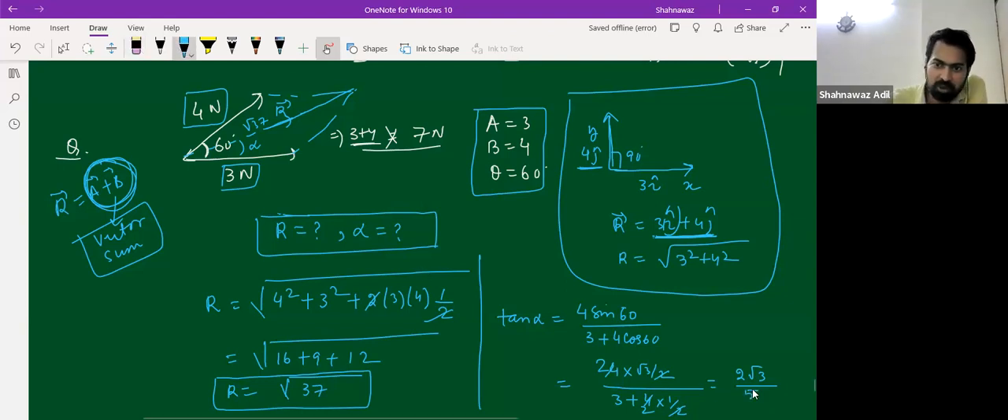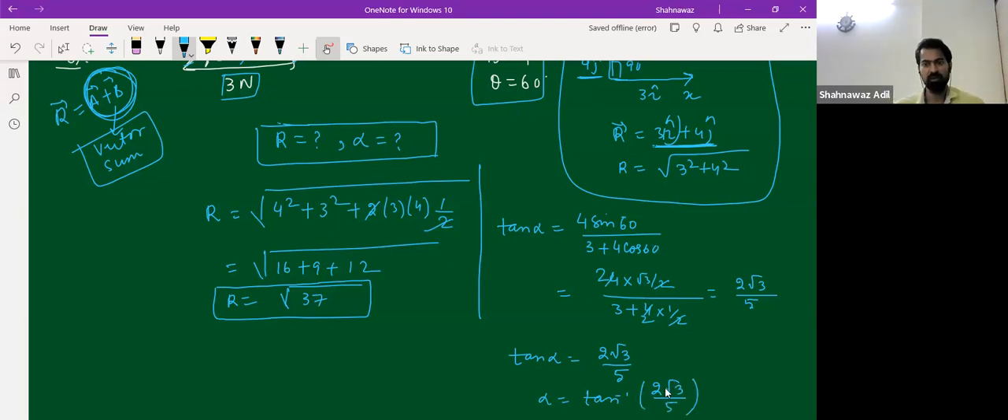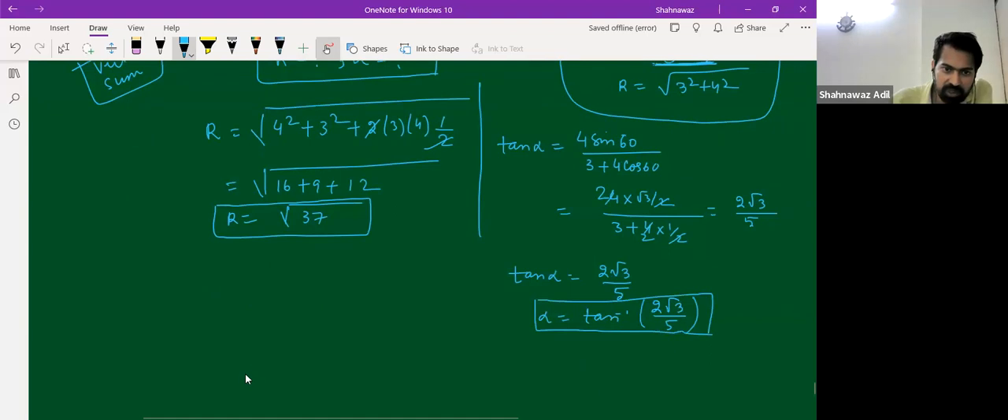Right. So tan alpha would be 2 root 3 by 5. So alpha would be tan inverse 2 root 3 by 5. And we don't know this value, right? At what value of theta we get this value, we don't know. So we will keep our answer like this.